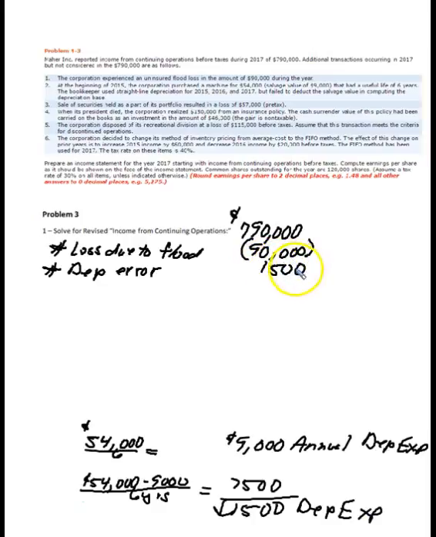Now, do I add it or subtract it from this income from continuing operations? Well, if I reduce an expense, I am increasing my profits. So to shrink an expense increases profits.